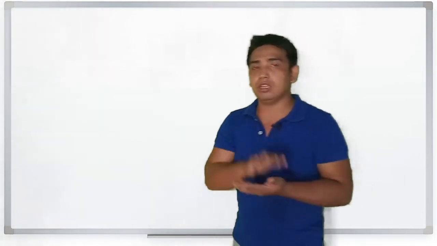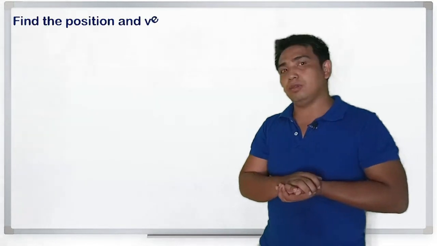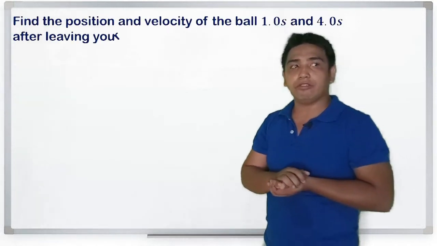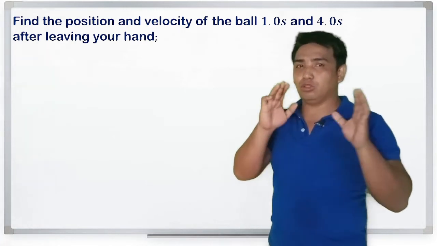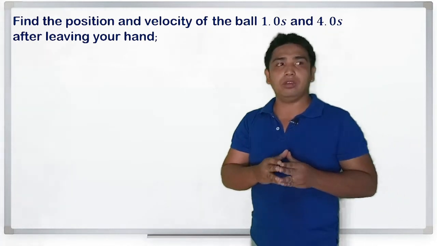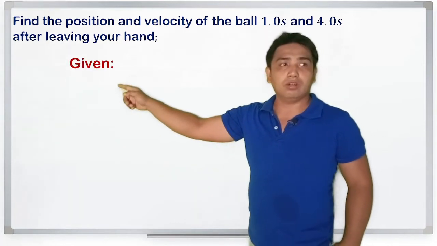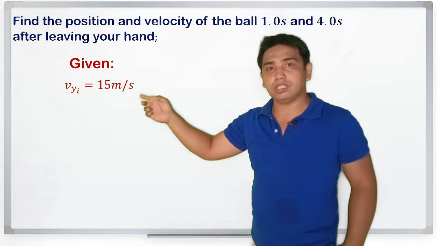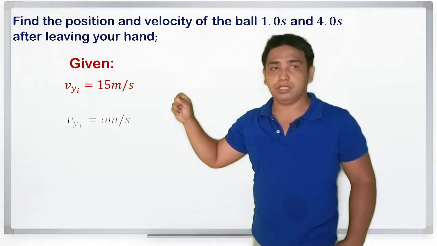Alright, so the next thing that we should do is to find the position and velocity of the ball after 1 second and after 4 seconds. So at those two time periods, we have our givens here. So Vyi is still 15 meters per second. The acceleration due to gravity is still negative 9.8 meters per second squared.